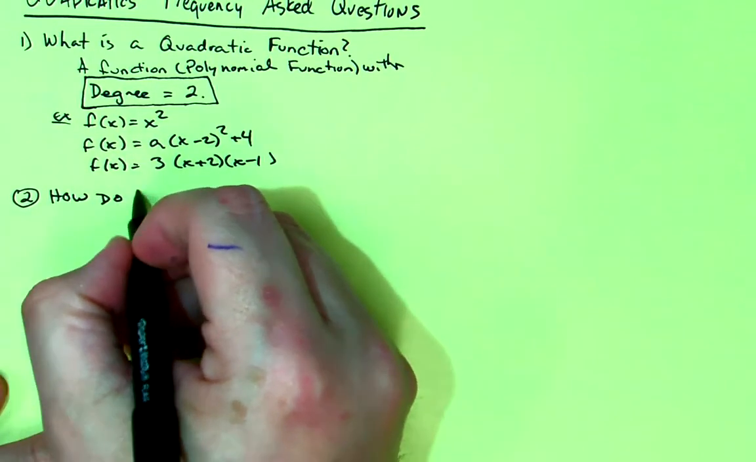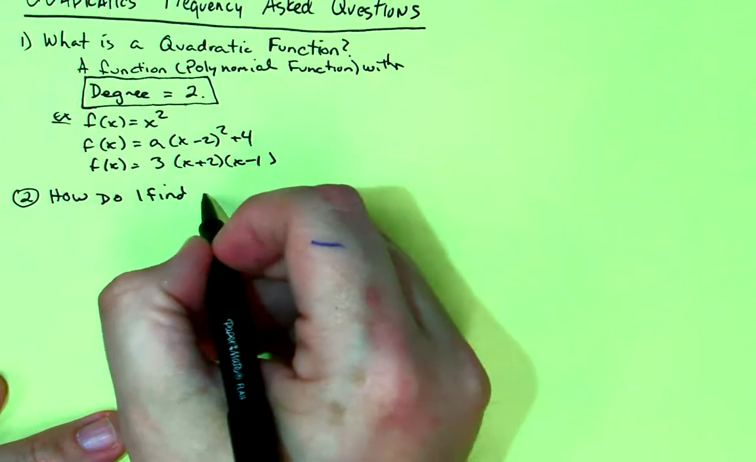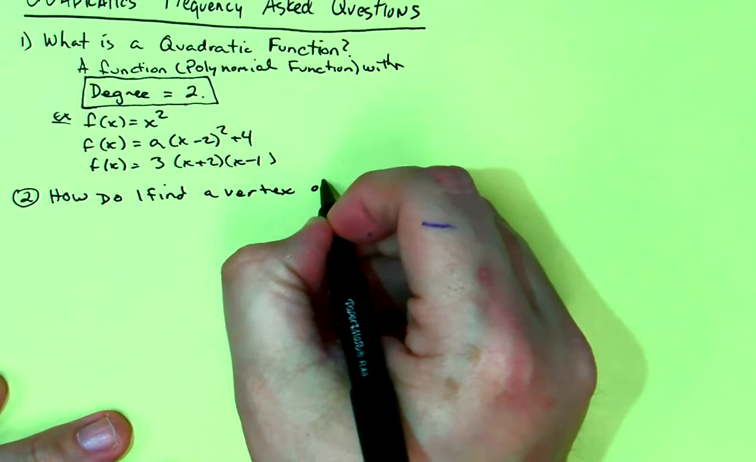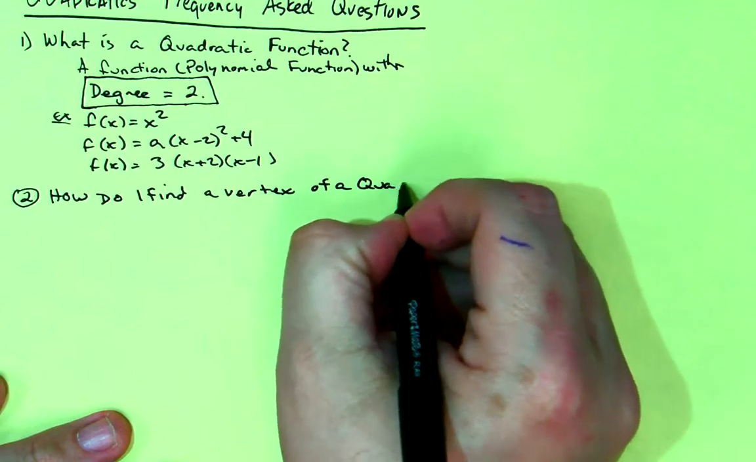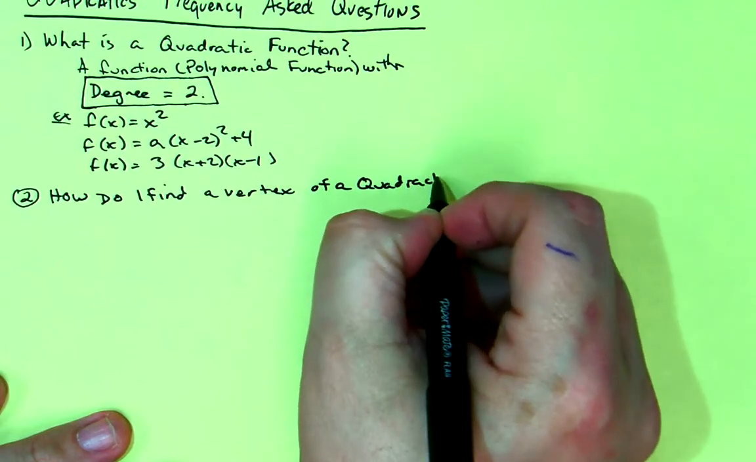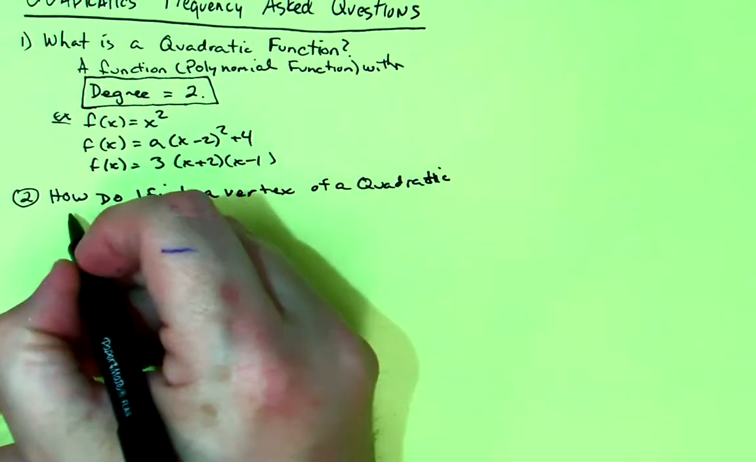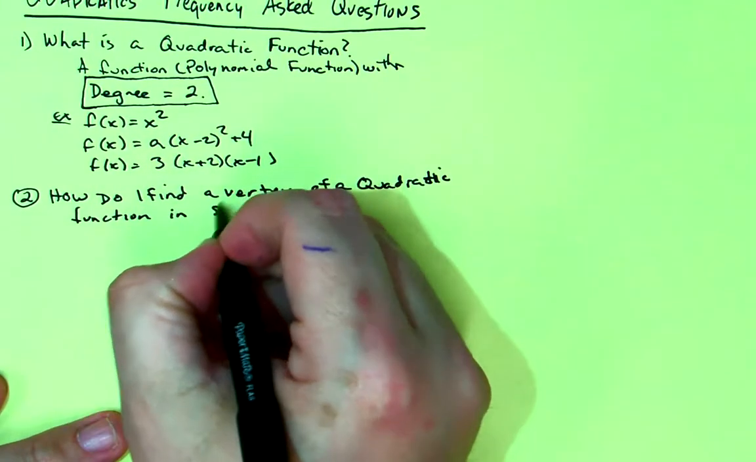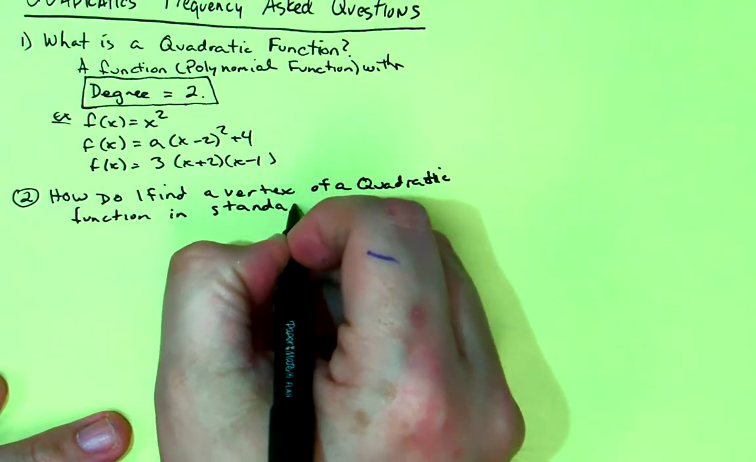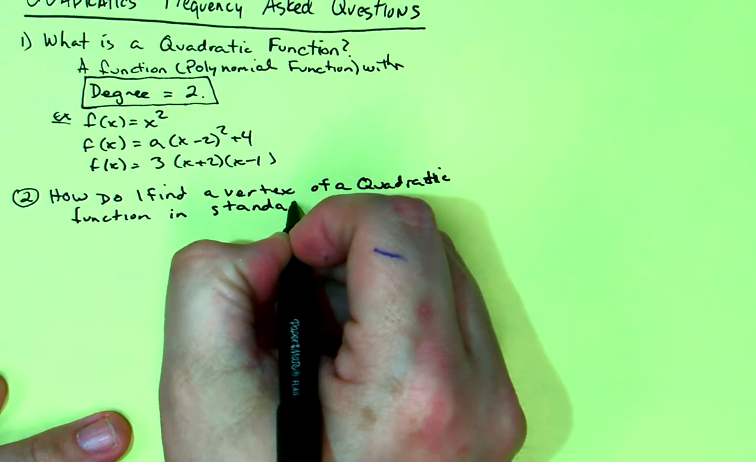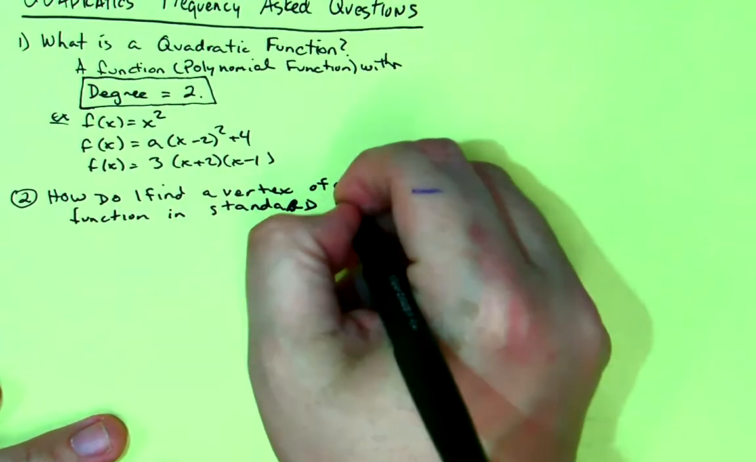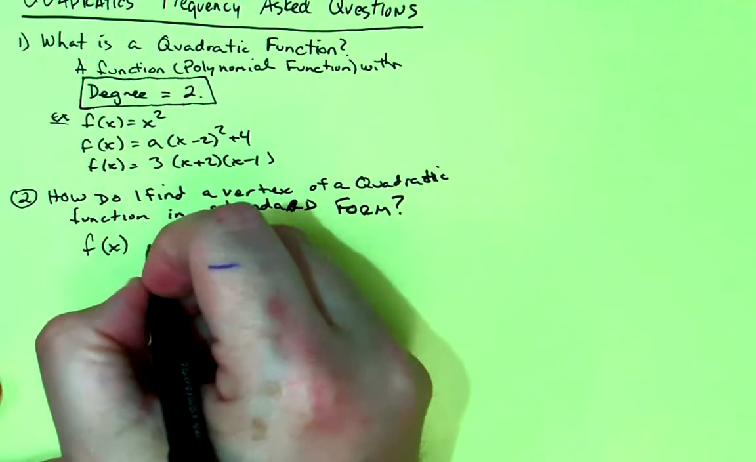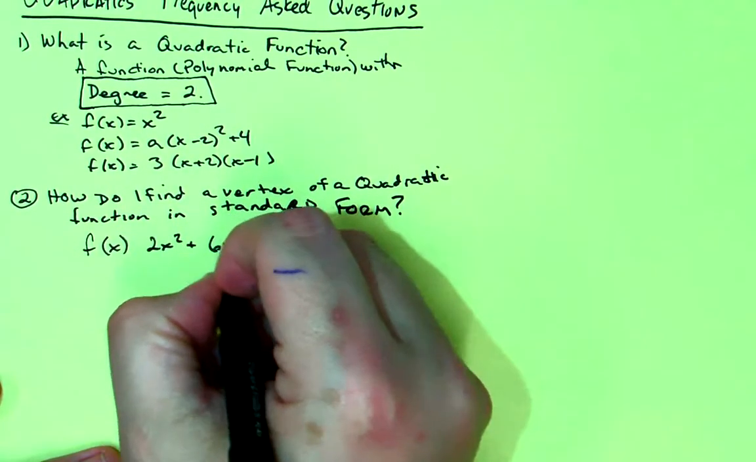Number 2. How do I find a vertex of a quadratic function in standard form? Alright, so here's your function. Let's say 2x squared plus 6x plus 10.